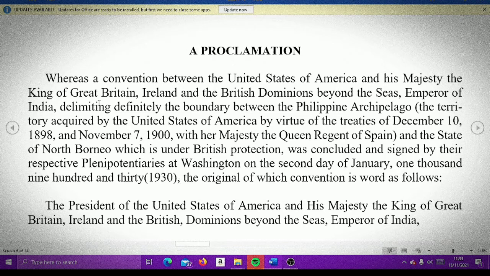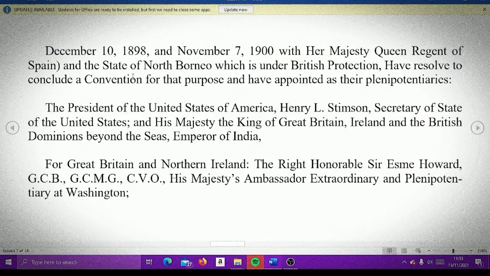From the first paragraph of the proclamation, it is stated here the governments included in the convention or the agreement. First, the President of the United States of America and His Majesty, the King of Great Britain, Ireland, and the British dominions beyond the seas, Emperor of India. Next, the treaties of December 10, 1898 and November 7, 1900, with Her Majesty the Queen Regent of Spain and the state of North Borneo, which is under British protection, have resolved to conclude a convention for that purpose and have appointed as their plenipotentiaries.